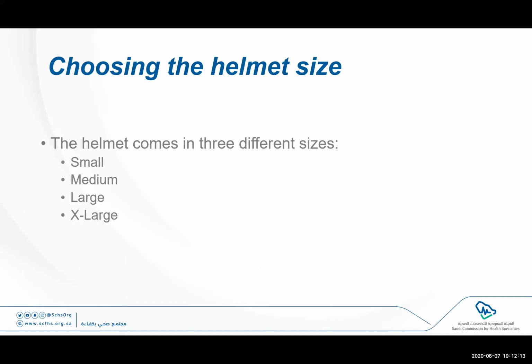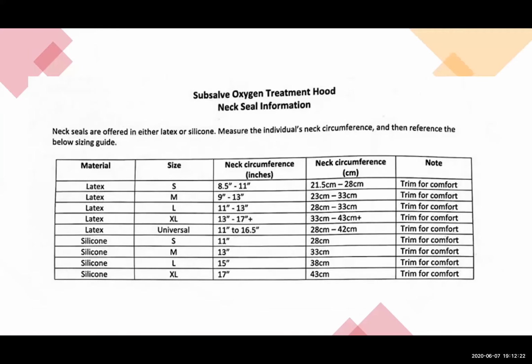The second step is for you to choose the helmet size. Currently in the kingdom, the helmet is available in 4 different sizes. And we recommend using this guide to decide which size is suitable for your patient. In case of a rush, I would say roughly a small size lady will be okay with a small size helmet, and a big overweight gentleman might require an X large.